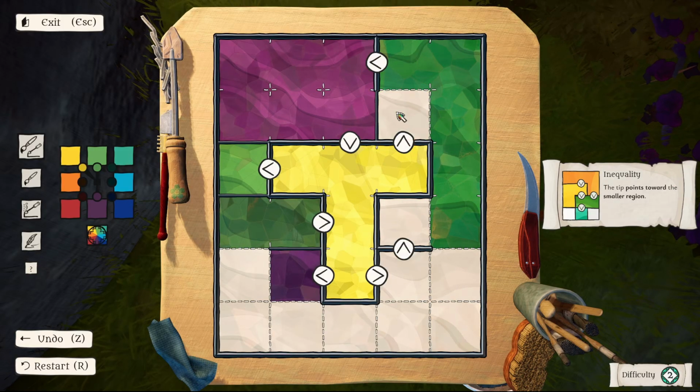Oh, not there though. 1, 2, 3, 4, 5. Still needs 2 more. So even if it goes there, it's still going to have to come here. That's 6 now? Yeah.